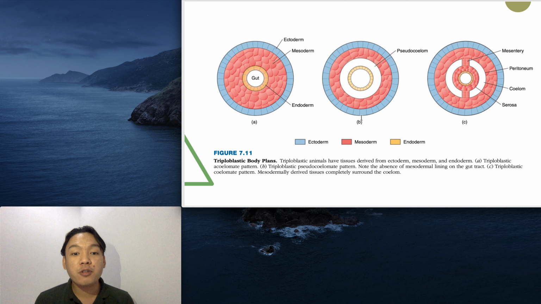Letter A is a triploblastic acoelomorph pattern. Letter B is a triploblastic pseudocoelomate pattern. So there is a pseudocoelom between your endoderm and your mesoderm. Note the absence of mesodermal lining on the gut tract. And lastly, we have the triploblastic coelomate pattern, wherein mesodermally derived tissues completely surround your coelom, such as the peritoneum and your serosa.